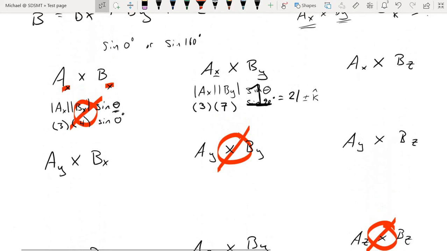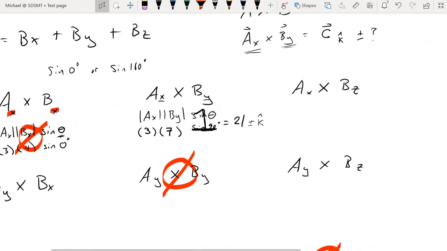Case in point, let's go back up here. For AX cross BY, we know that our value of 21 is going to be in the k hat direction, but is it positive or negative? Well, AX is I hat, BY is j hat. I cross j equals what? Positive or negative k? Well, we're going with the alphabet, so that's a positive k hat. So 21 positive k hat. That's what we get for AX cross BY.